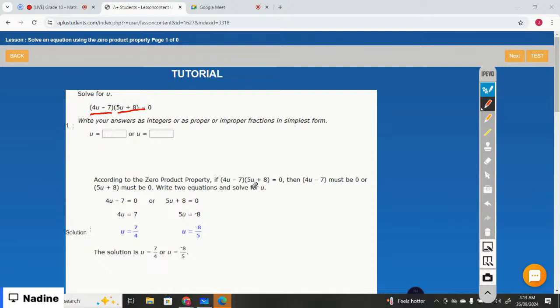According to the zero product property, if 4u minus 7 times 5u plus 8 is 0, then 4u minus 7 must be 0 or 5u plus 8 must be 0. So you need to equate both of them to 0. This way you can calculate the value of the variable u. So u has two solutions, 7 over 4 or negative 8 over 5. Got it?